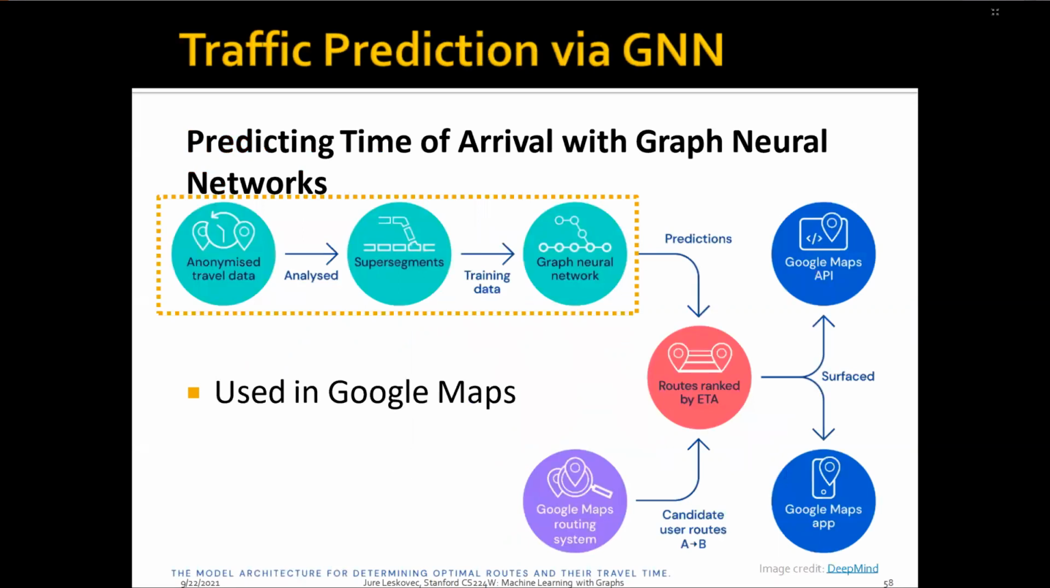And they have published, I think it's a blog. I don't think they have published the paper yet, but they published some DeepMind blog about the model architecture for determining the optimal routes and their travel time, as they use the graph neural network to predict the ETAs of the routes ranked over there.